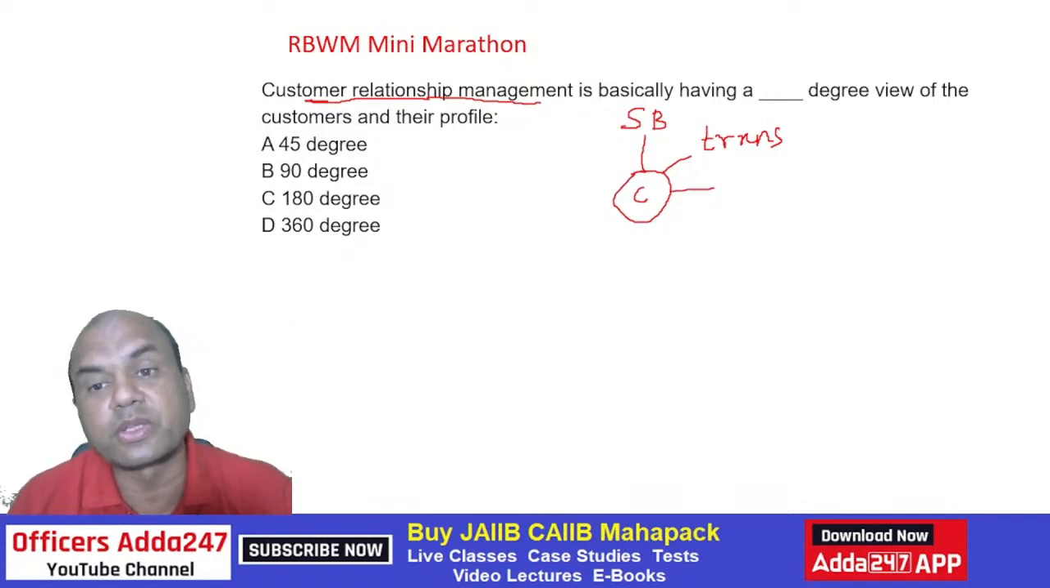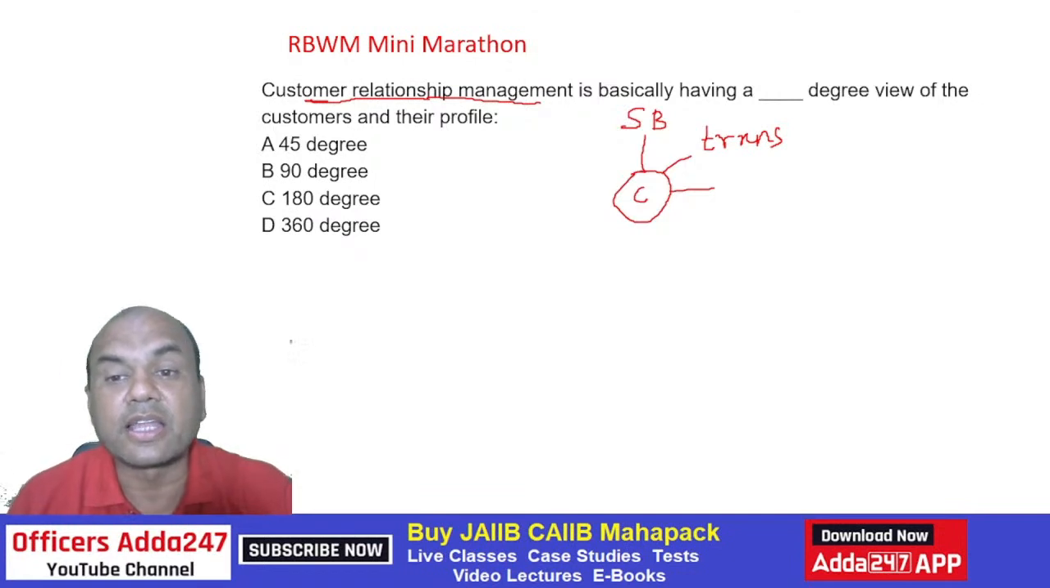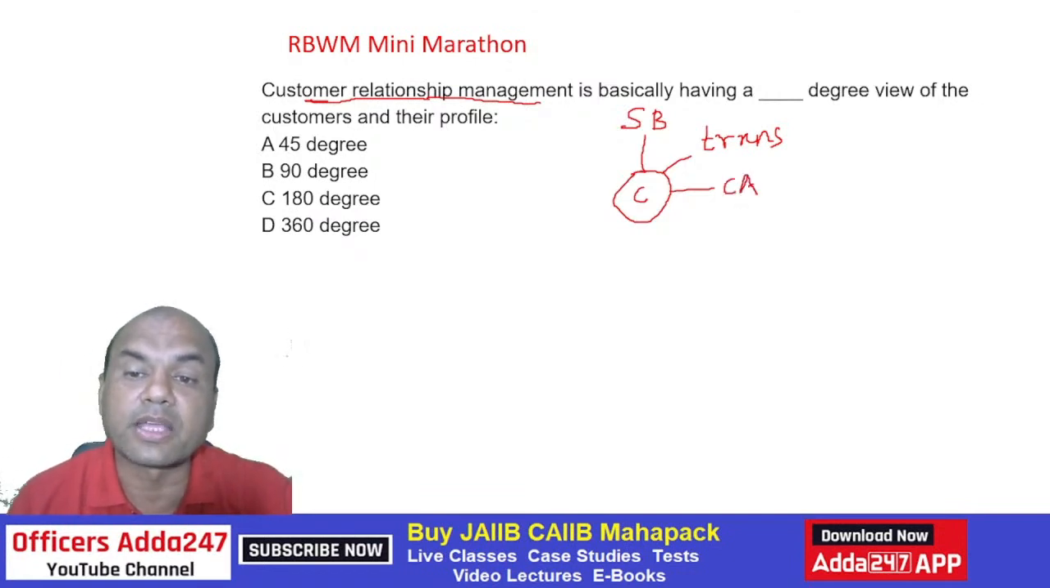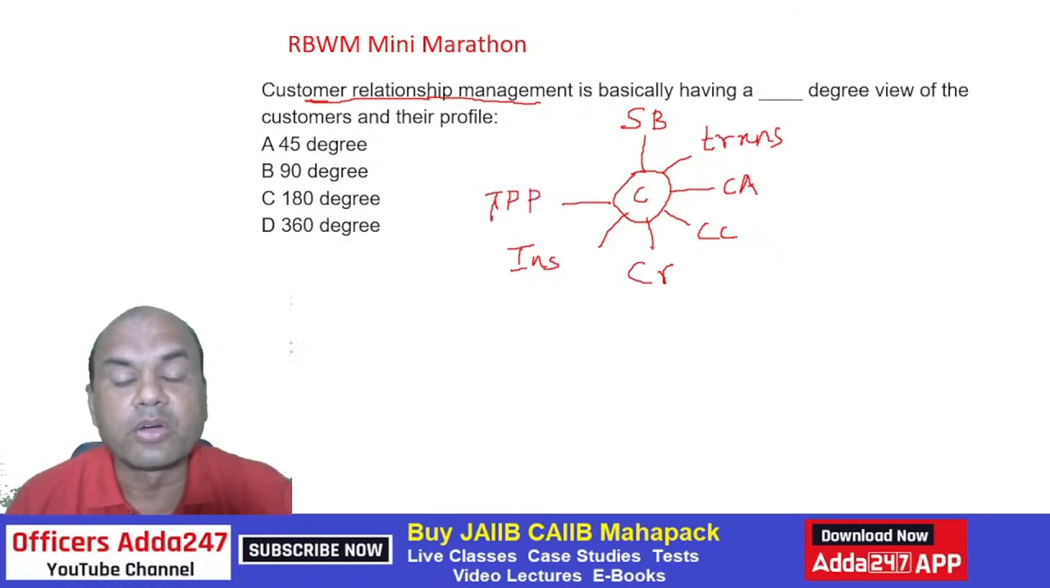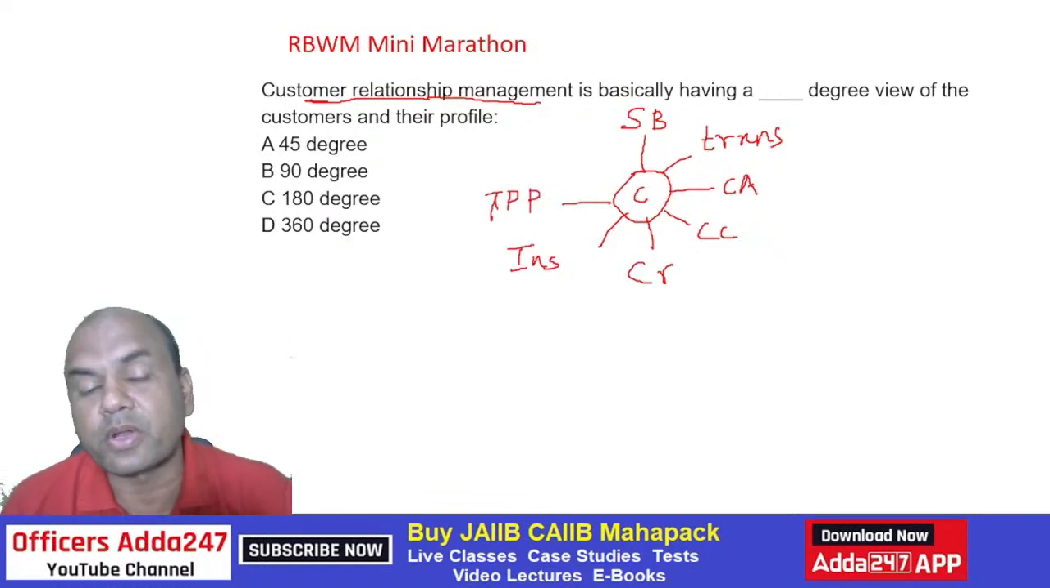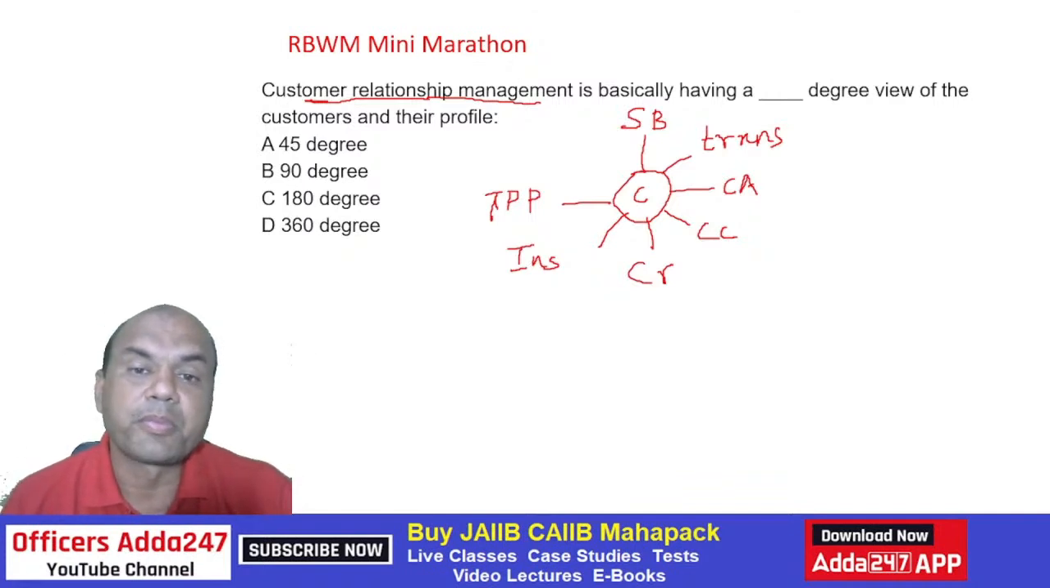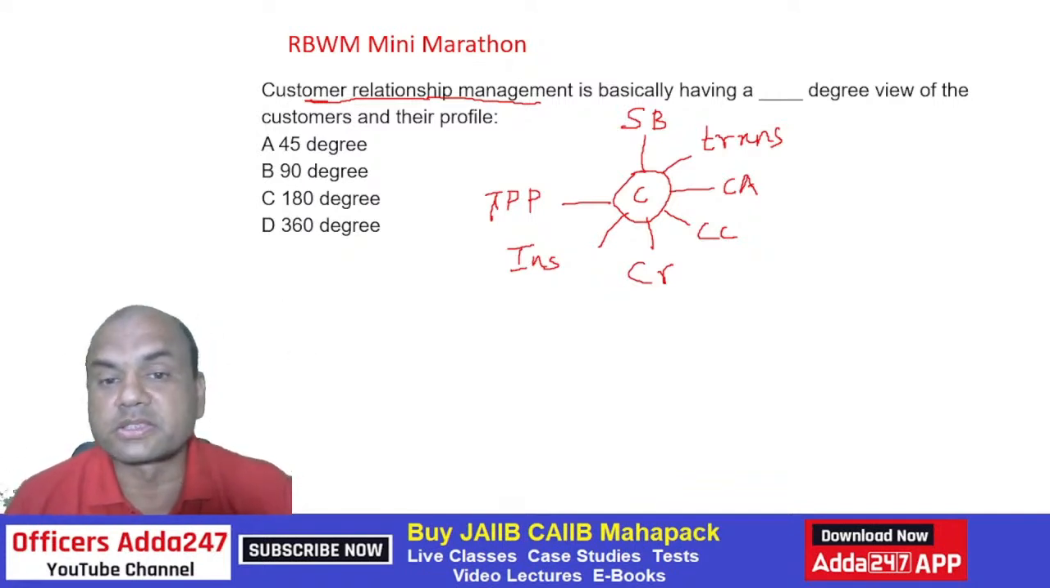If the customer is doing heavy transactions, then can a current account be pitched to that customer? Can a CC be pitched? Can a credit card be pitched? Can an insurance product be pitched? Can a TPP be pitched? TPP means third party products. Just tell me, what is TPP? What are the products under TPP, everyone?